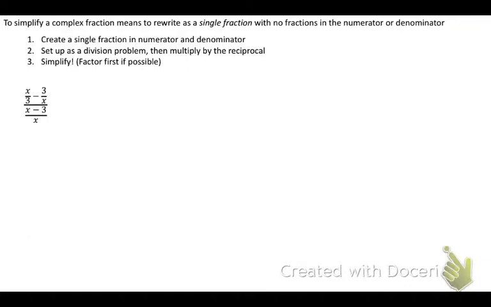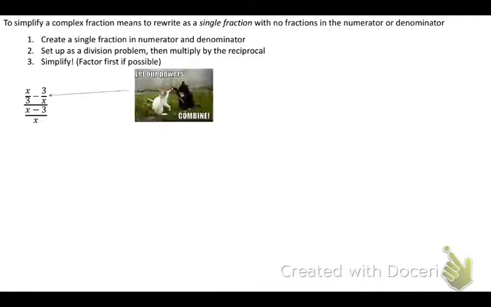Cool? Okay, this one. So x over 3 minus 3 over x, all over x minus 3 over x. So the top, I need to create a single fraction. So I'm just going to combine those. So I have x over 3 minus 3 over x. Well, I can change that to be plus a negative 3, x over 3 plus negative 3 over x.